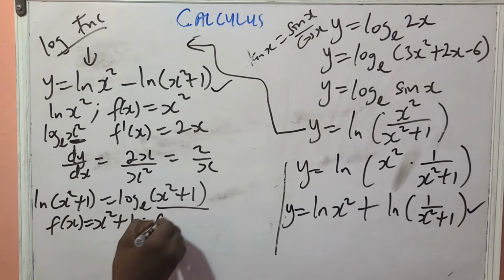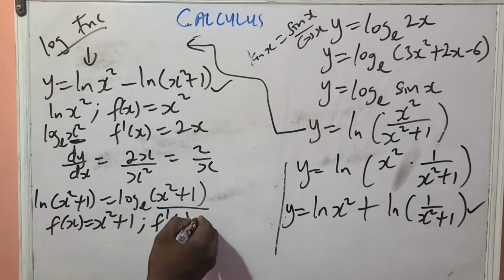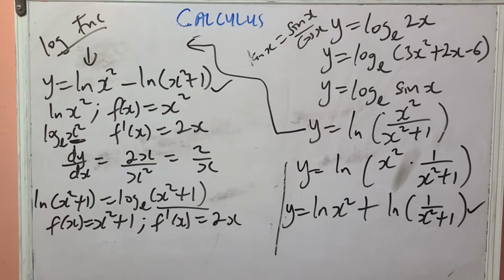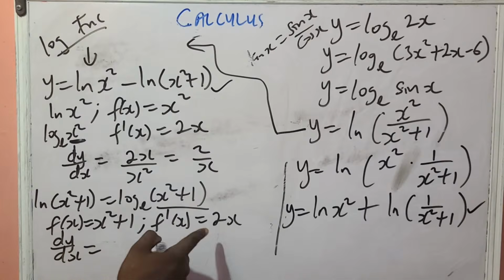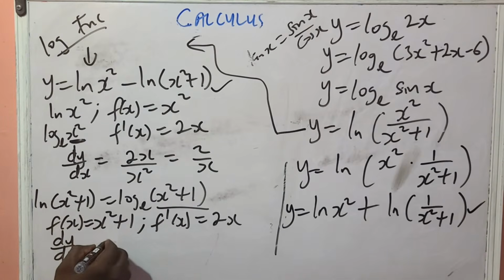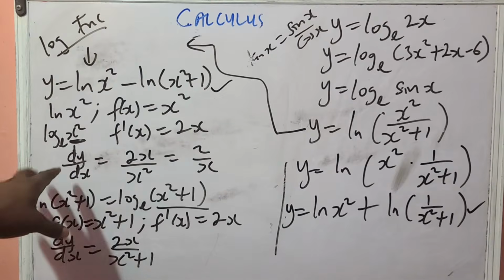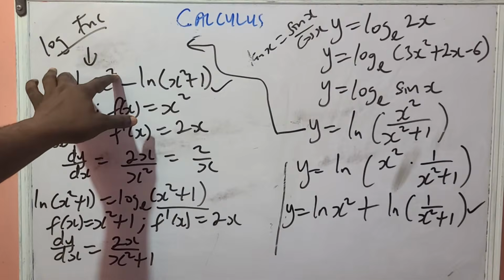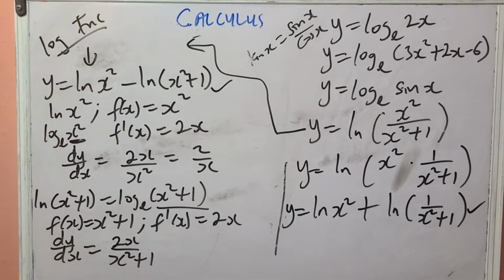So what's the derivative? The derivative of my f(x) here will be equal to 2x. So what's going to be my dy/dx? The dy/dx will obviously be the derivative over the function. That will be 2x over x squared plus 1. All right. So now we have been able to do the derivative of ln x squared, and we have done it for ln (x squared plus 1).